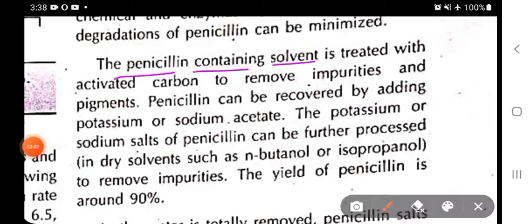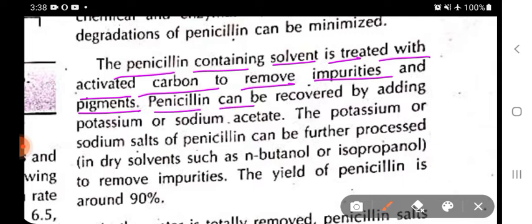Penicillin containing solvent is treated with activated carbon to remove the impurities and also the pigments. Penicillin can also be recovered by adding potassium or sodium acetate. So by using these different chemical compounds, we can extract our penicillin from the broth medium.